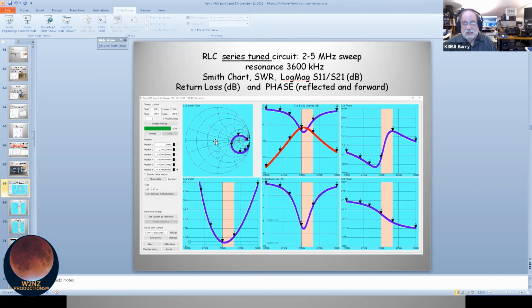I can do a Smith chart. I can look at what's called the reflection coefficient, or the log magnitude. The red is the through, the blue is the reflected. I can look at the phase going in and coming out, two separate graphs. And the phase is doing something really weird here.